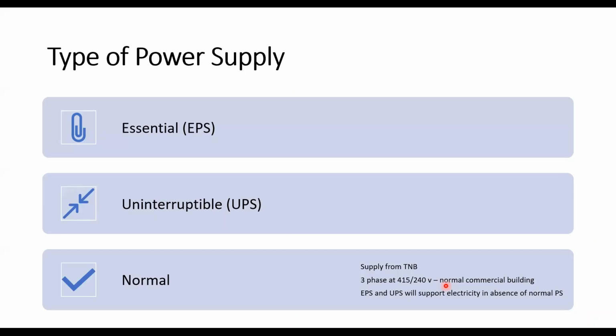There are 3 types of power supply in the operating theater. One is essential power supply. Secondly is uninterrupted power supply, and thirdly is normal power supply, which is the same as in our house or in the hospital, which is supplied by TNB. The normal power supply is usually 3-phase, and if there is absence of normal power supply, the backup supply will come from either essential power supply or uninterrupted power supply, UPS.